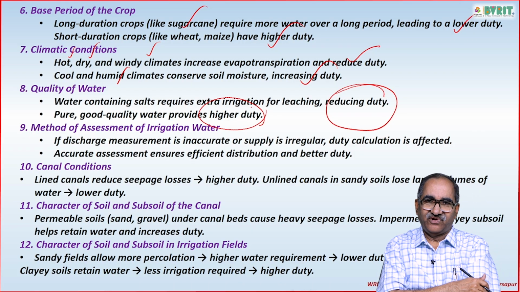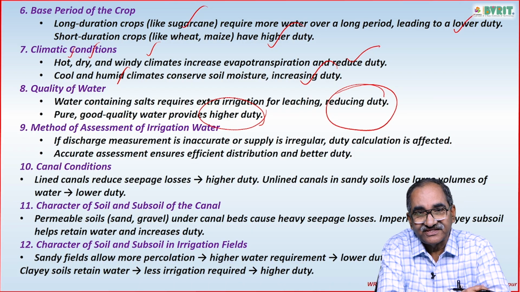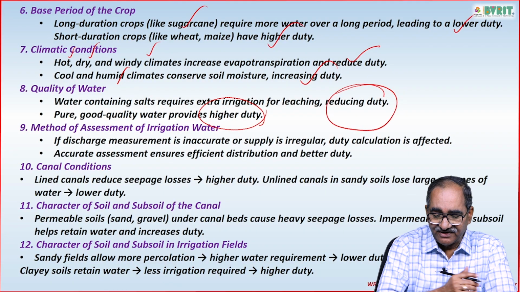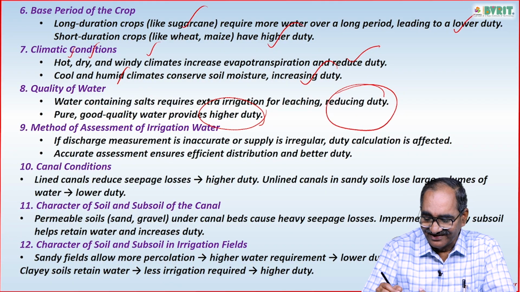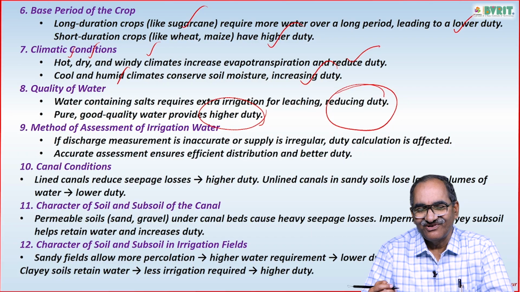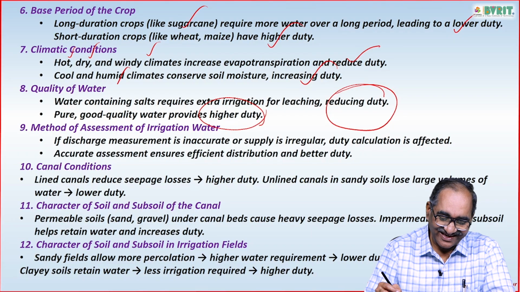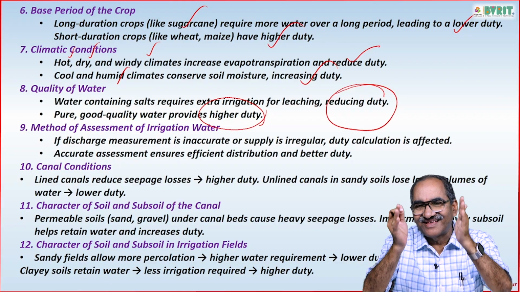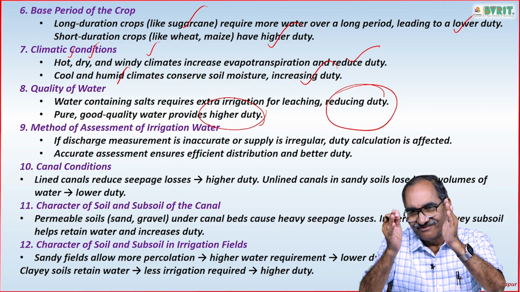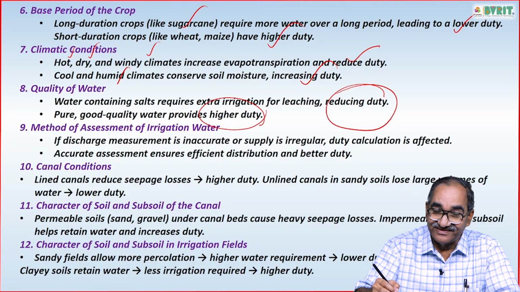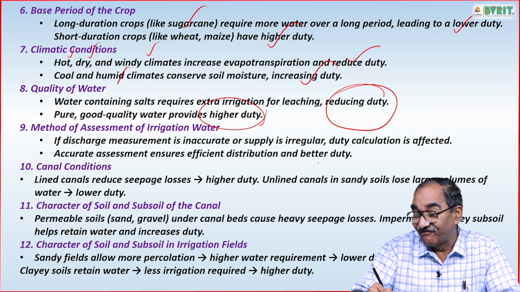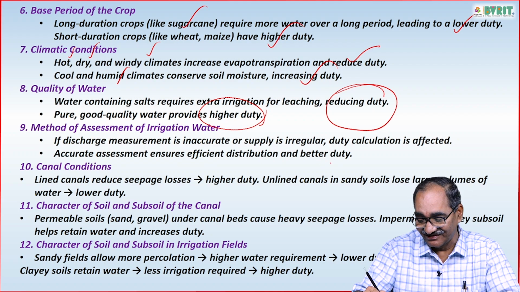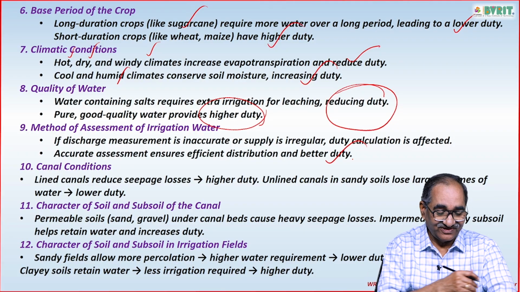That is the second point. What is the method of assessment of irrigation water? If the discharge measurement method is inaccurate, then naturally people don't use it effectively. So in such a case, duty is less. But if you accurately assess the quantity of water being supplied, then everybody is cautious. The water can be utilized effectively and economically, so better duty actually.